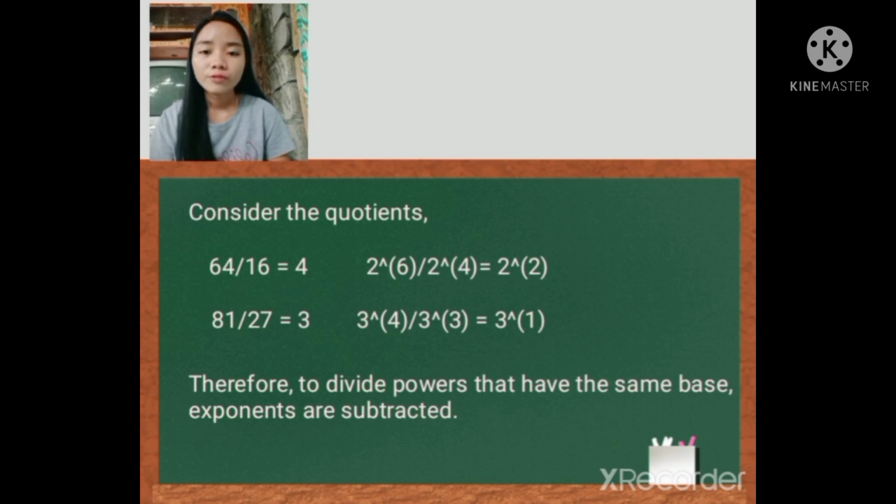And for the second one, we have 81 over 27 equals 3. So for 81, we have 3 to the power of 4, over, for 27, we have 3 to the power of 3. So just copy the coefficient 3, then subtract the exponents. So we have 4 minus 3 equals 1. So the answer is 3 to the power of 1. Therefore, to divide powers that have the same base, exponents are subtracted.